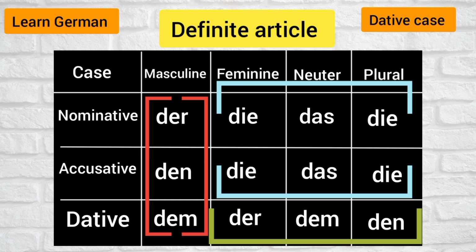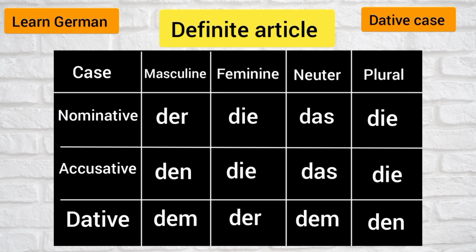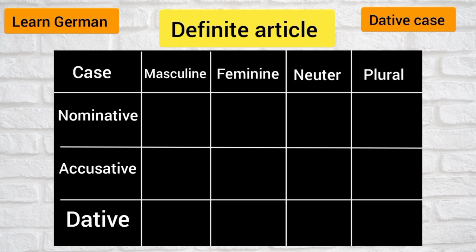Only in dative case, feminine article die becomes der and neutral article das becomes dem and plural article die becomes den. We can understand this way also. Der Mann, masculine noun, becomes den Mann in accusative case and it becomes dem Mann in dative case.